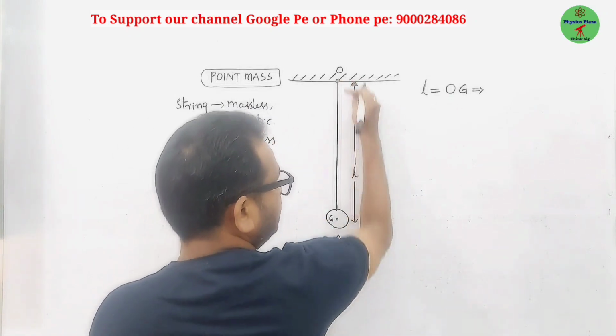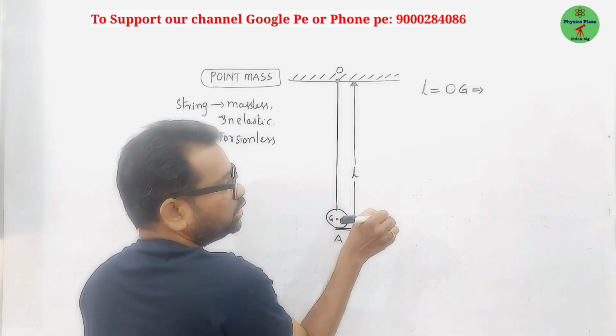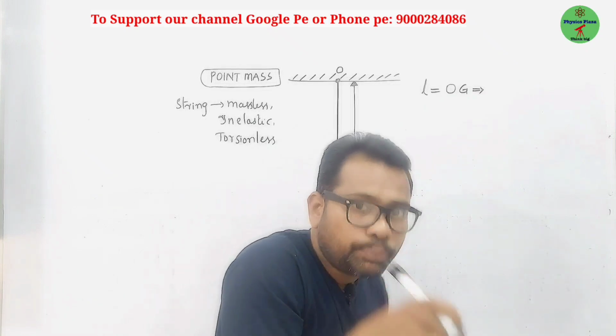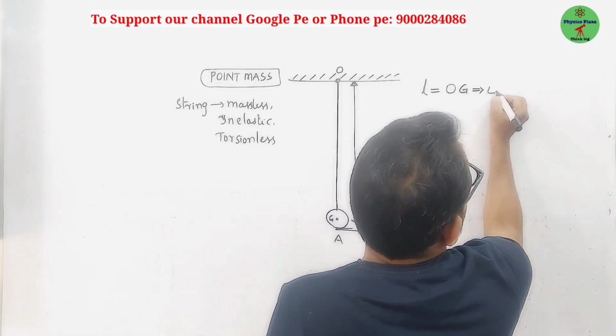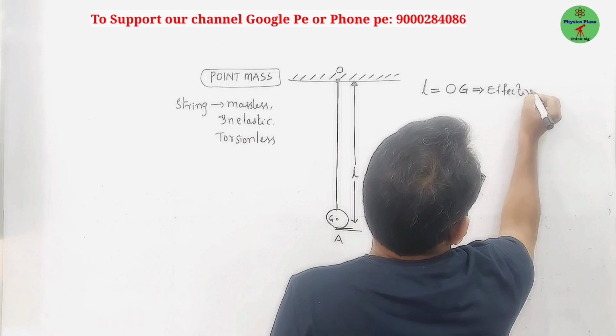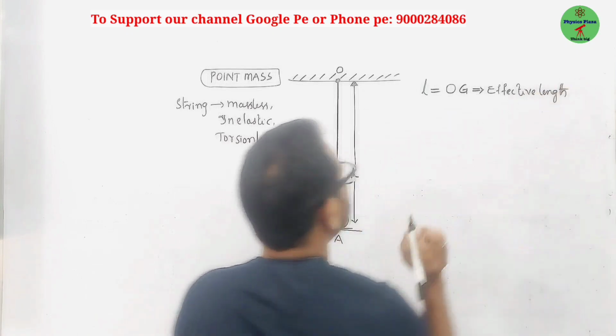So here OG, this length O to G only. You should not take it till here. No, it's wrong. Effective length means the point of suspension to the center of gravity of the bob. That is the effective length.